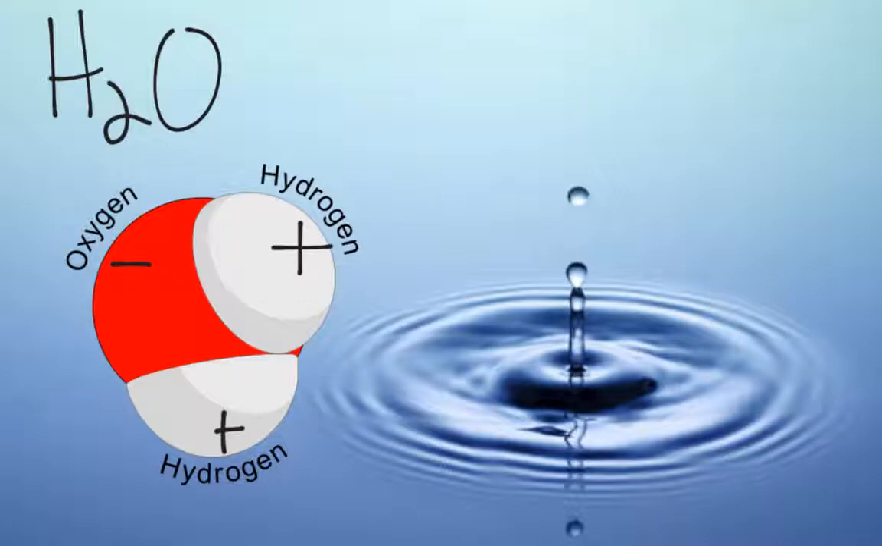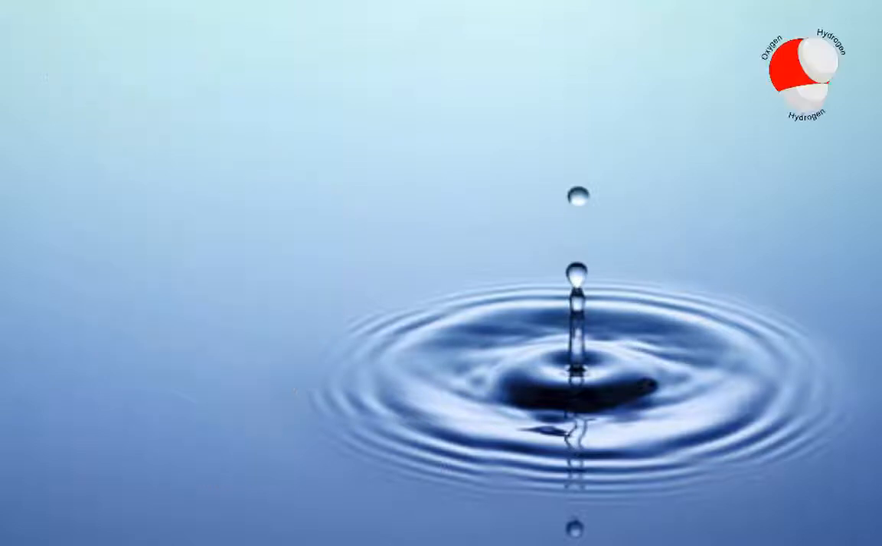But water has a very specific and special shape. And so we want to look at why water has the shape that it does. And to do that, we have to review a little bit of chemistry and do a couple of Lewis dot drawings. So let's do a Lewis dot of the water molecule.